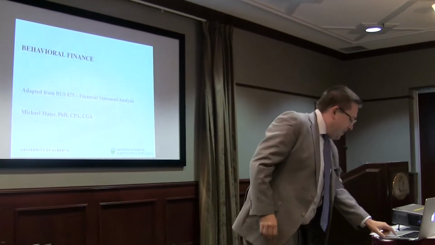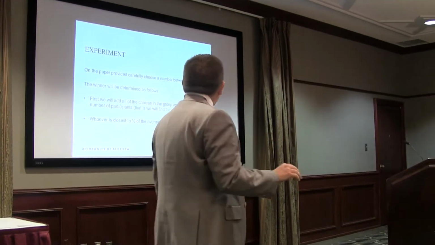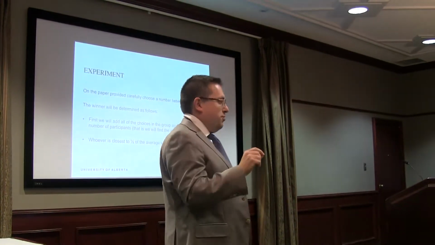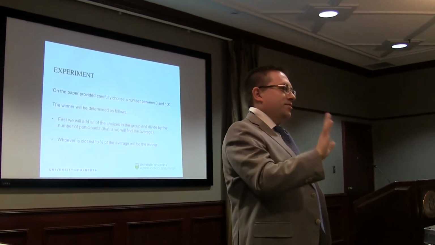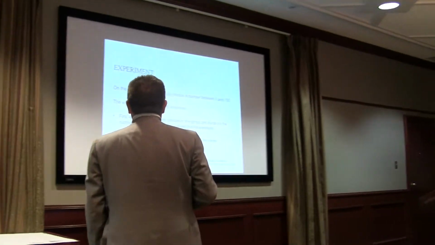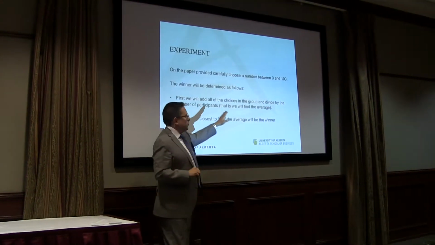So what I'm going to do is, on the paper that you've been given, I want you to carefully choose a number between 0 and 100. Now, before you pick the number, understand what the rules are going to be. So we're going to determine the winner. What we're going to do is we're going to add all the choices in the group.